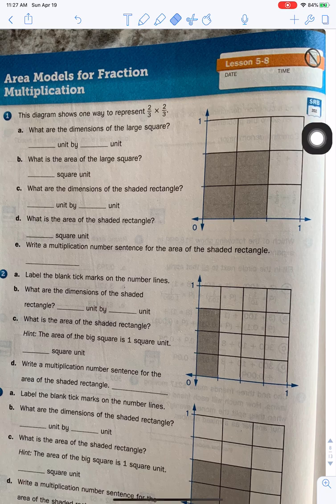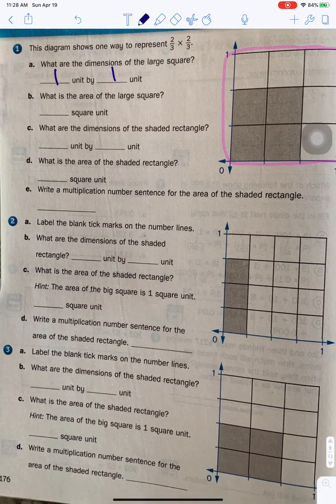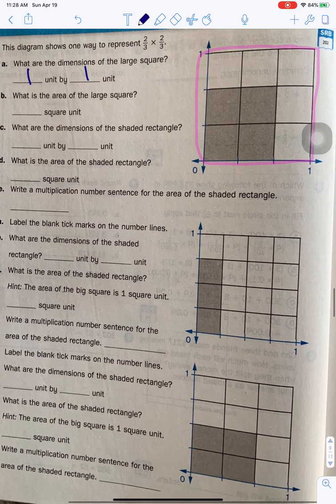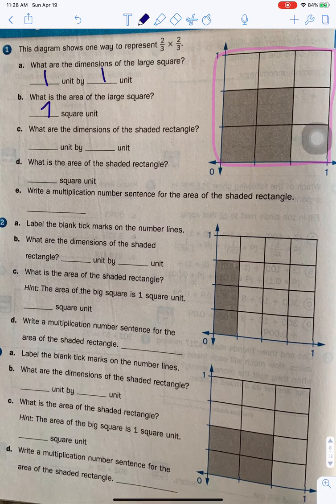What are the dimensions of the large square? So we're going to take a look at the dimensions of this large square. This is 1 unit by 1 unit. What is the area of the large square? For this, the area is 1 square unit, just 1, like if we're looking at a dice or something like a square picture, it's 1 square unit.